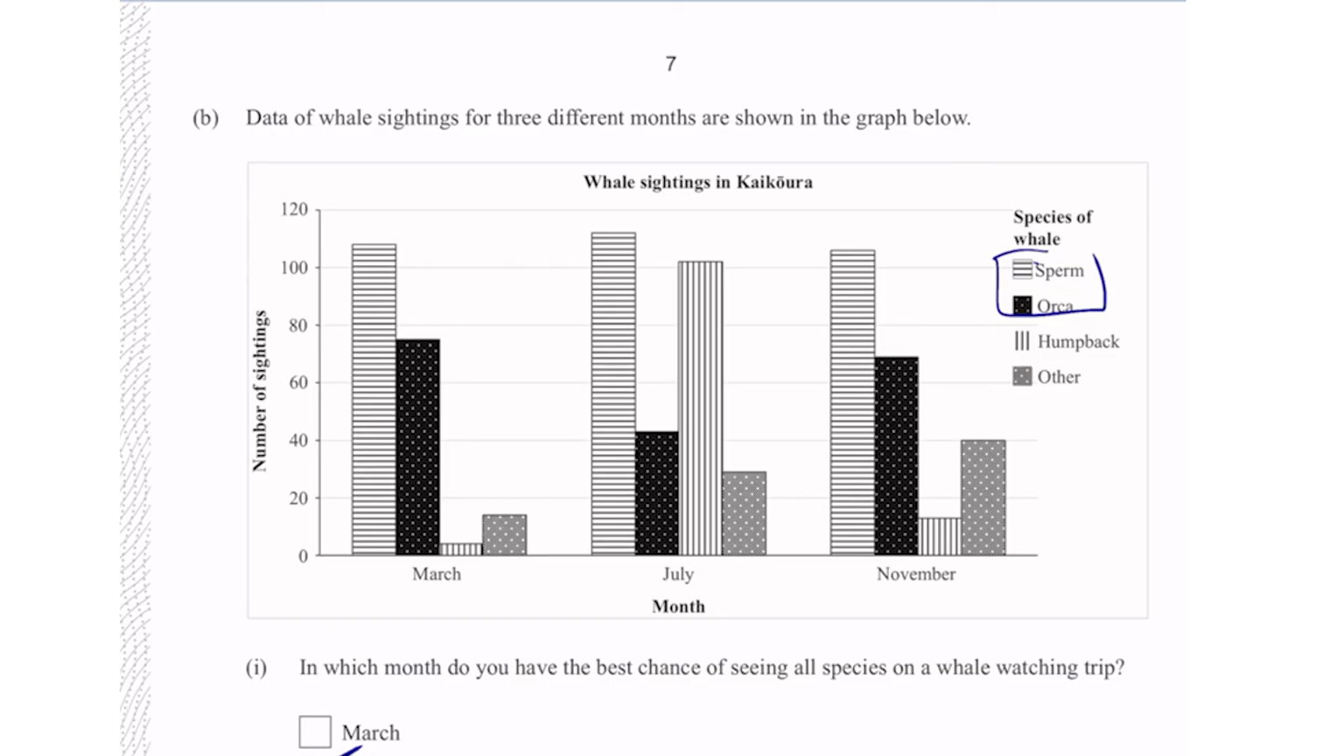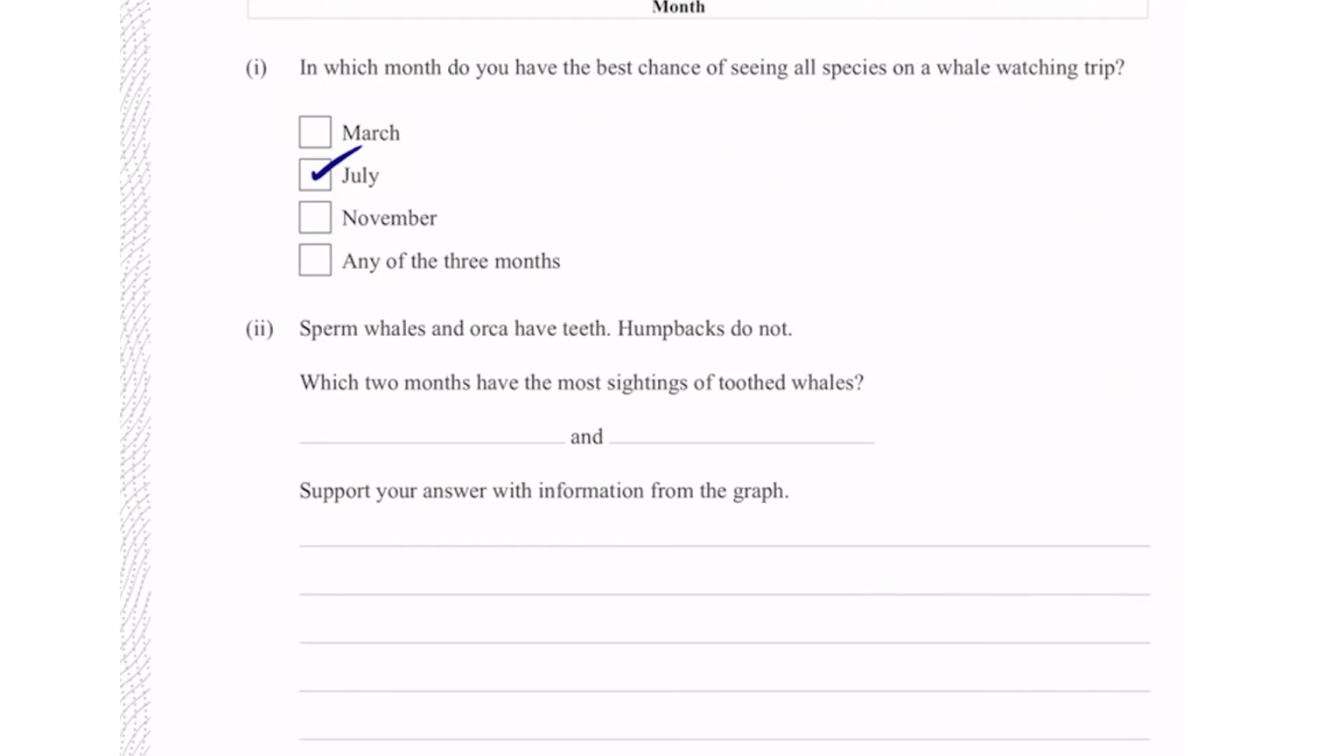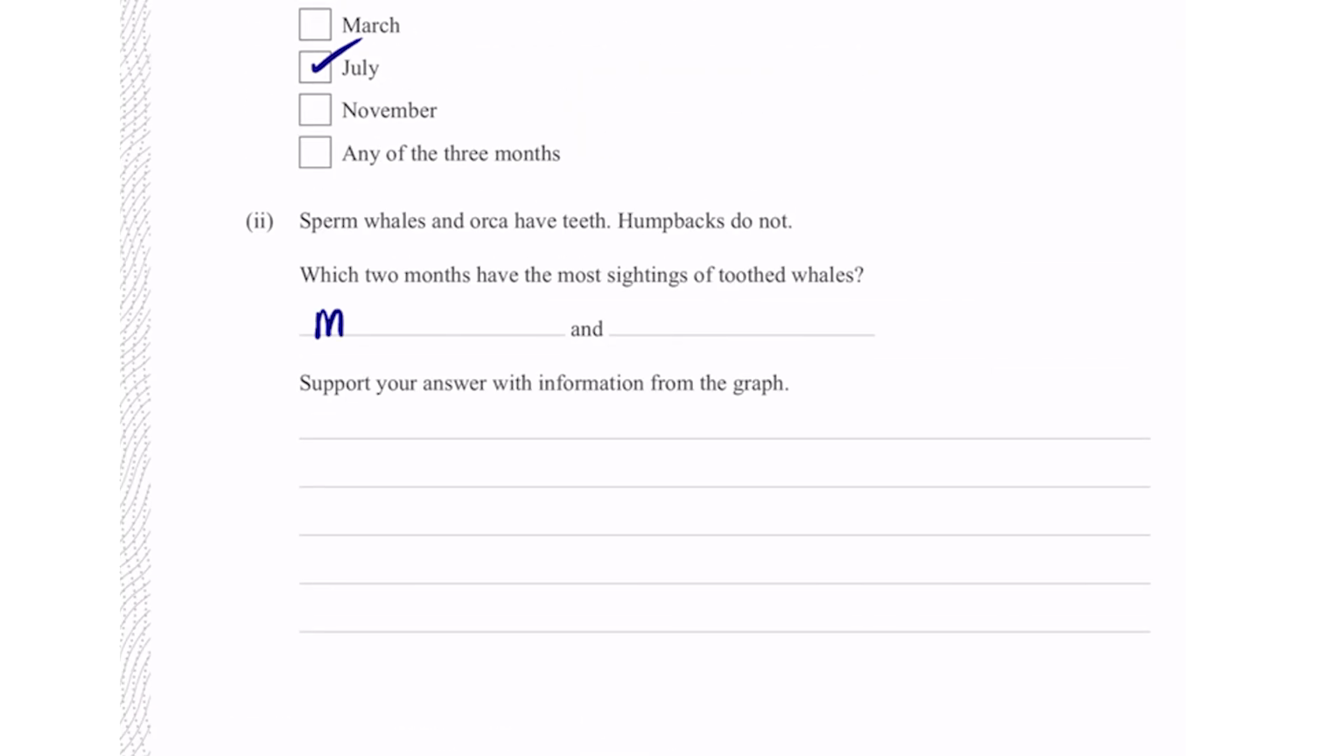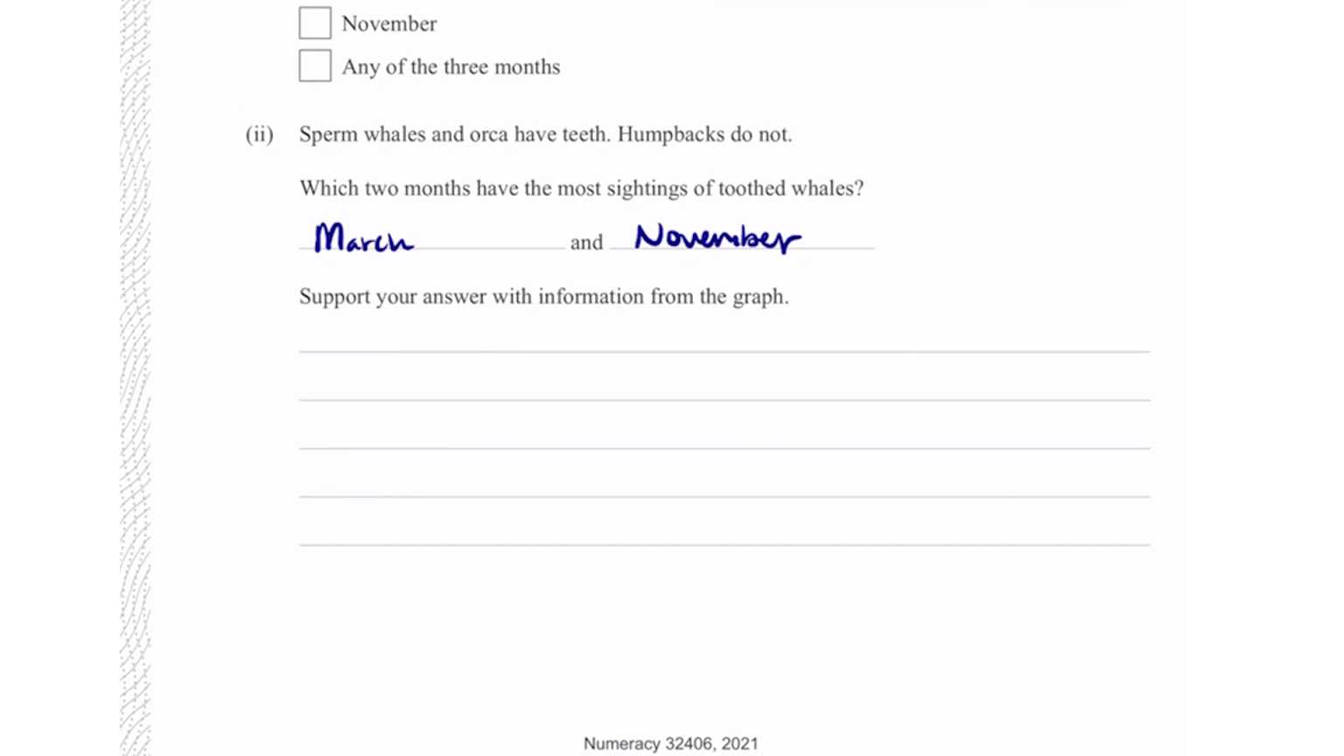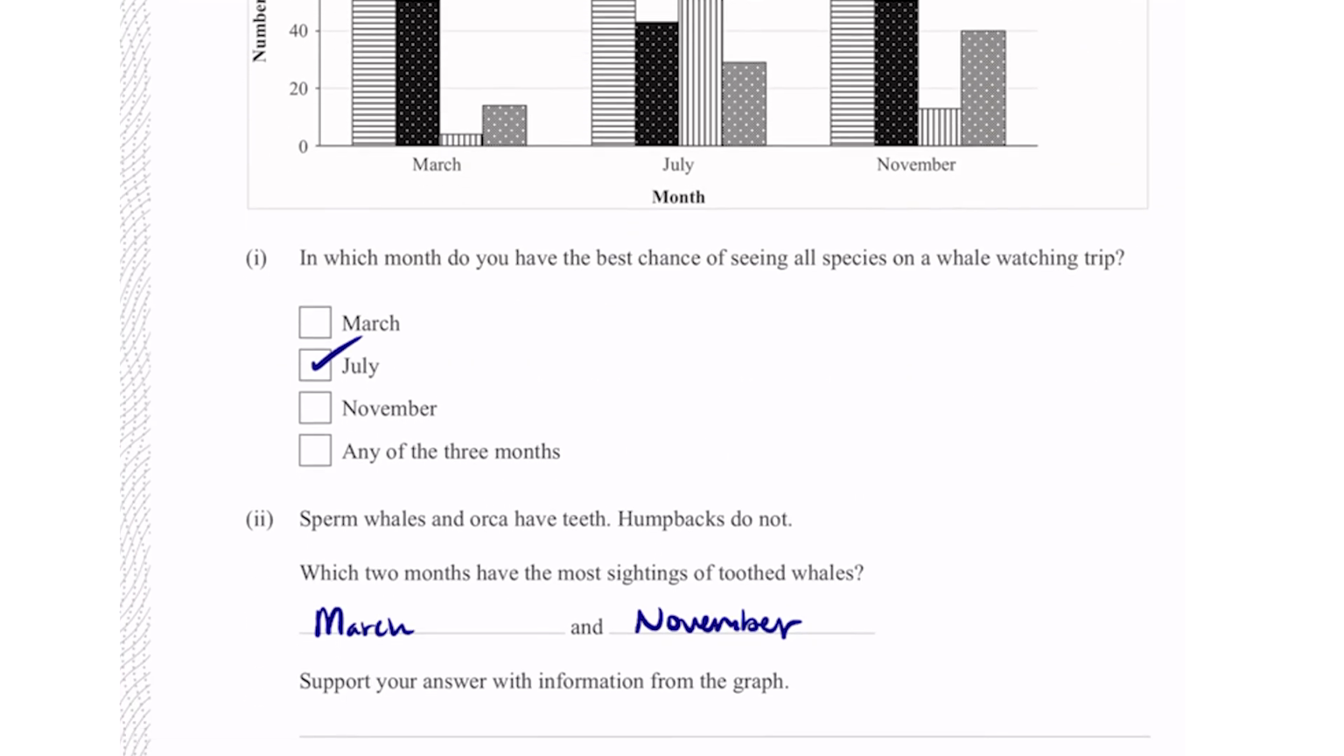So we can either add them up or just look by seeing, but if we make a comparison, I can clearly see that these 2 are going to have the most. So yeah, I'm not going to count them. You can count them if you want to see what the total number of sightings is, but it should be March and November. So if I'm wrong though, do let me know. March and November. Oh, and they ask us to support our answer with information from the graph. So let's actually do the number of sightings.